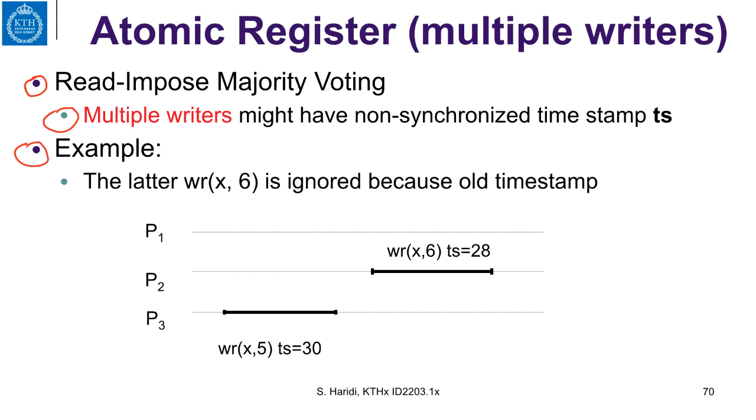We have 3 processes. P3 writes the value 5 with a timestamp 30. It gets an acknowledgement and finishes the write. But a later write, as you can see here, this writer might have an old timestamp, 28. In this case, this write has a response before this write, but it will be ordered in the order of the timestamps, so this is not linearizable. So we have to synchronize our timestamps in this algorithm.